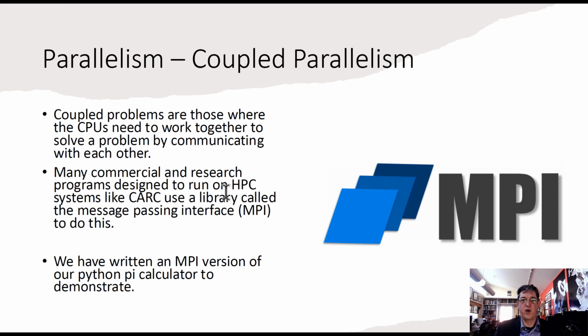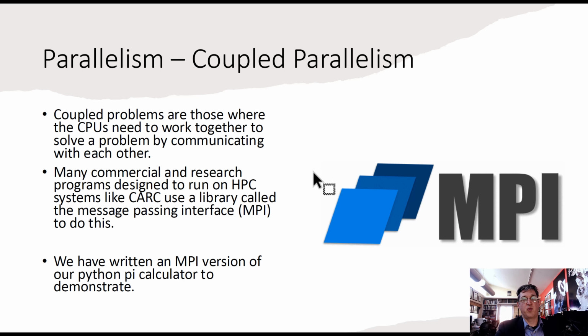Most research software, mature research software for HPC will use something called MPI, the message passing interface, because these copies of your program need to talk to each other to solve the problem. Okay? That's the fundamental difference between embarrassingly parallel, where there's no communication, and coupled problems where there has to be message passing in order to solve the problem.